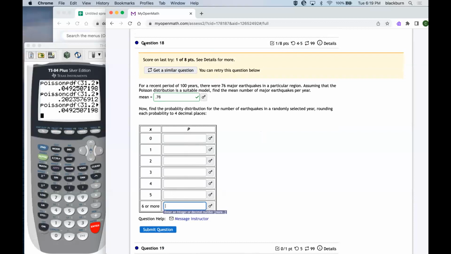And then I'm going to call it a night because it's 6:20 now, or 6:19. So probability of 6 or more. That's probability X is greater than or equal to 6. Probability X greater than or equal to 6 is 1 minus the probability that X is less than or equal to 5, right? So I would do this on my calculator then. We're going to do 1 minus Poisson CDF cumulative, and we use 0.76 as the mean and 5 as my X value, and hopefully this works out correctly.